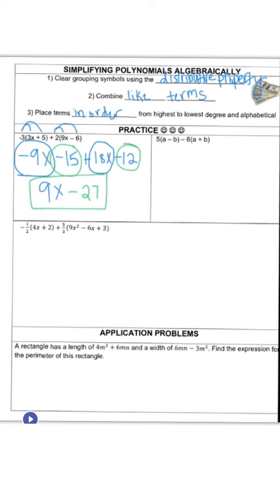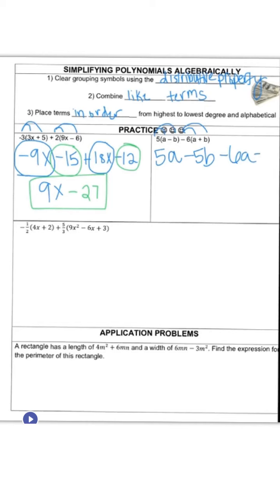Okay, let's move on to this next example. We've got A's and B's going on here. So I need to distribute out this 5 to each, the A and the B. 5 times A is 5A, and then 5 times negative B is negative 5B. And then we're going to move to the negative 6. So I need to multiply or distribute out the negative 6 to the A and the B. Negative 6 times A is negative 6A, and negative 6 times B would be negative 6B.